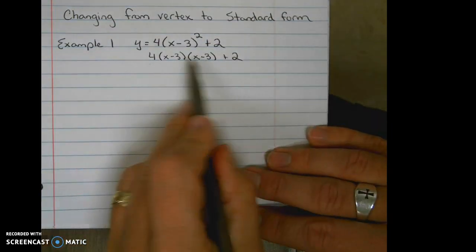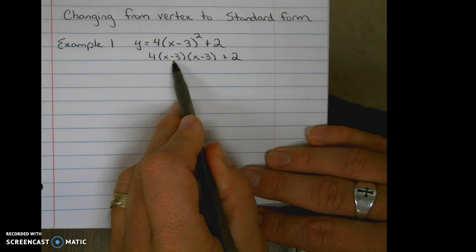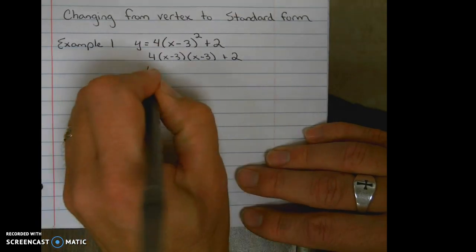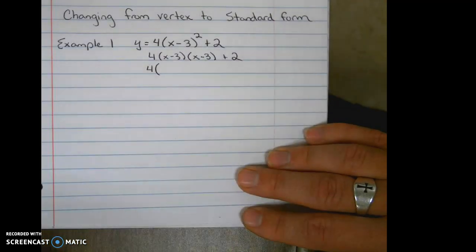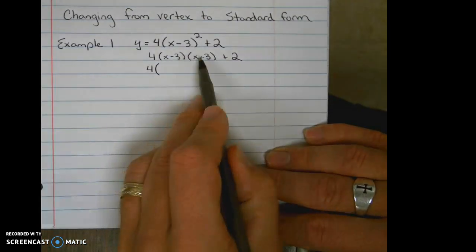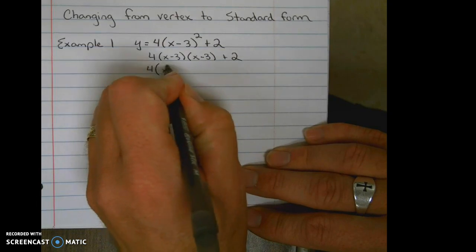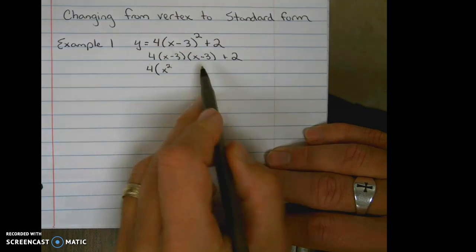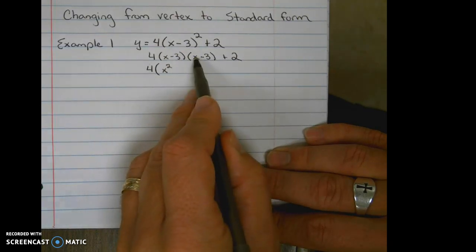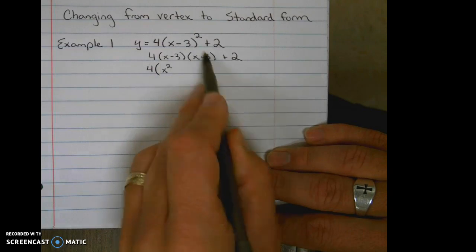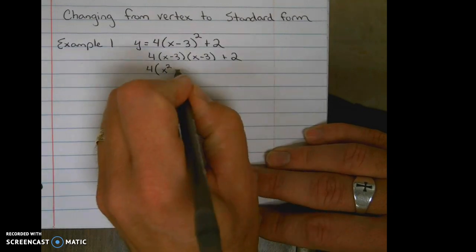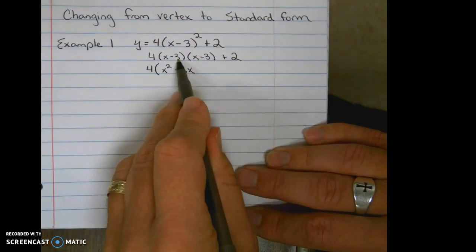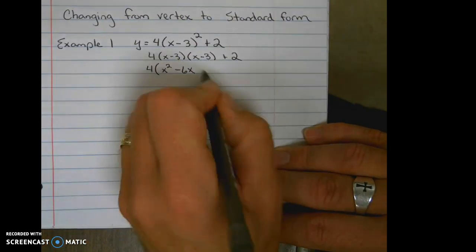Secondly, we would FOIL this, or if you prefer, use the box method to multiply these together. I'm going to go ahead and FOIL it. Multiplying my first terms, I get x squared. Then the outer is negative 3x, and the inner is negative 3x. When you combine the outer and the inner, you get negative 6x. And finally, the last terms, negative 3 times negative 3 is 9.